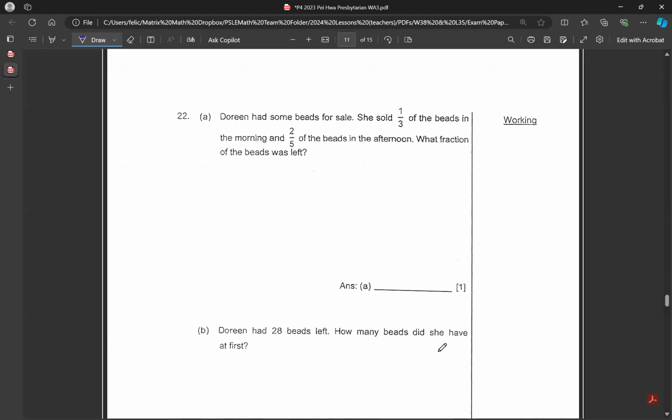Okay, question 22. Doreen had some beads for sale. She sold 1/3 of the beads in the morning and 2/5 of the beads in the afternoon. So in the morning she sold 1/3. No need to draw a model for this, because both denominators represent the same total. So it's okay to do it without the model. What we're going to do is find out the left. Before that, I make the denominators the same. This will be 5/15 and this will be 6/15. To find the left, use 1 minus the morning minus the afternoon. You get 4/15. Easy.